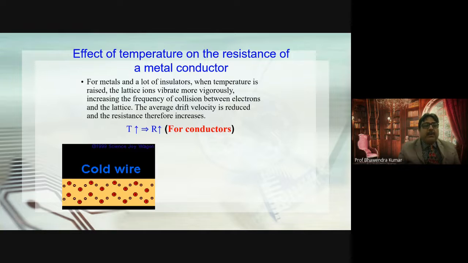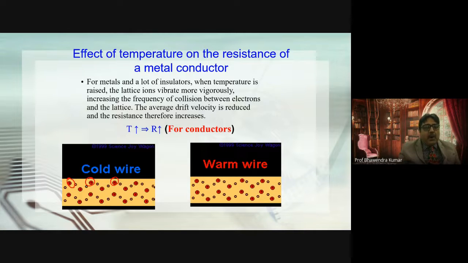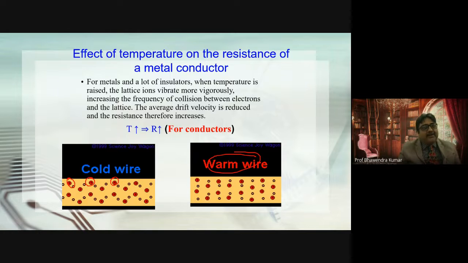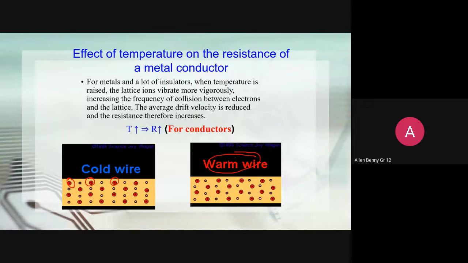If the wire is cold, the red dots here represent the atoms. So atoms are stationary and the electrons are mobile. Of course, the electrons will suffer collisions, energy will be lost, and resistance will be offered by the conductor. But if the wire is hot or warm, what difference do you notice now? The atoms are also vibrating, and electrons are also moving. So in which case is the probability of collision more between the electron and the atom? Warm wire. Yes.